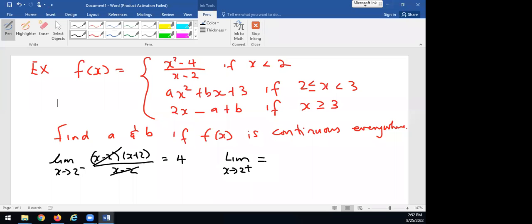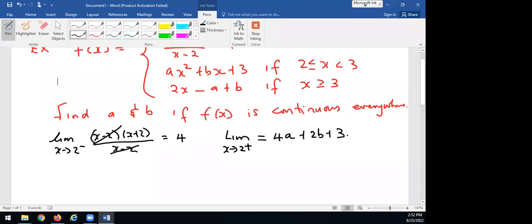So that's going to be 2 squared, which is 4. So 4 times a would be 4a, plus 2b, and then plus 3. And then set them equal to each other to create your equation, because you're told that the left-hand limit must be equal to the right-hand limit since they're continuous. So we're going to end up having 4a plus 2b plus 3 must be equal to 4.